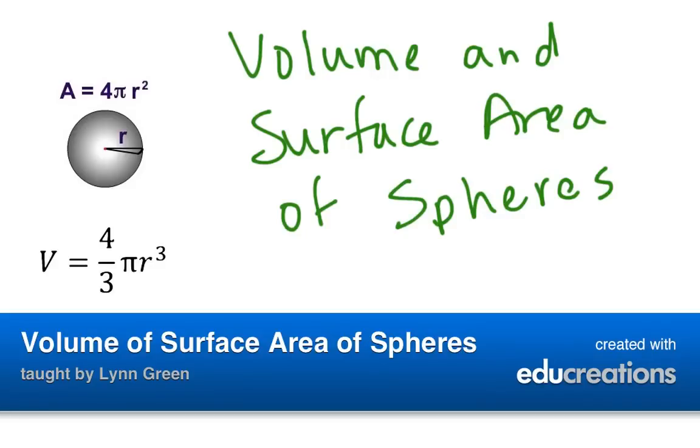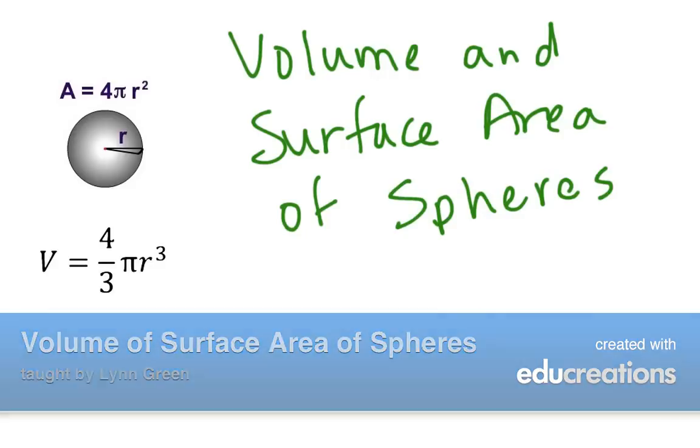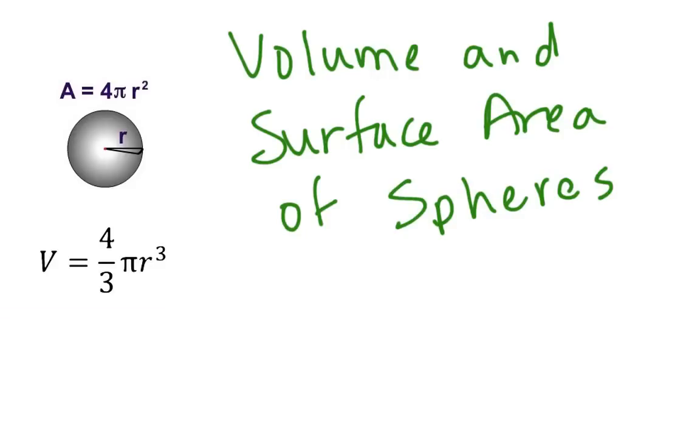Hello, it's Mrs. Green, and this lesson is on volume of spheres and also surface area of spheres. So we're going to do both volume and surface area of this shape in one lesson. And a sphere, as you probably are familiar, is a round, three-dimensional shape, so it doesn't have any edges or vertices. It really just has one face, I guess you could say. So it's unique in that way.